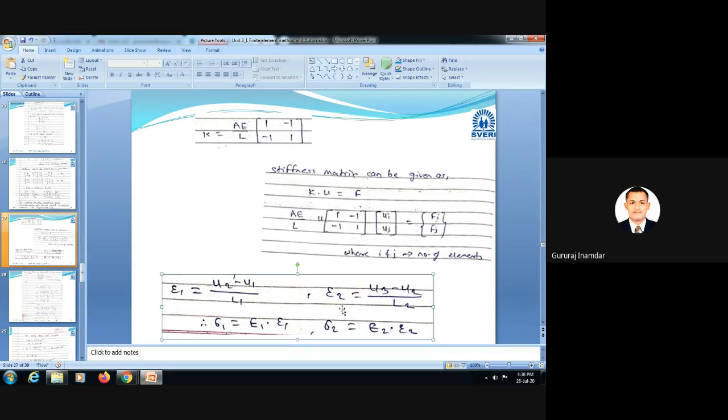Stress at point 1, stress at point 2, and strain at point 1 and strain at point 2. Now, what is the strain? It is displacement upon length, for that purpose U2 minus U1 and U3 minus U2. We will get two strains. So let us move directly to the problem.